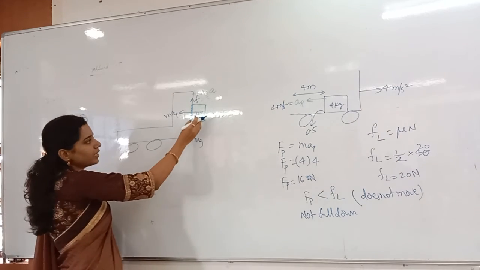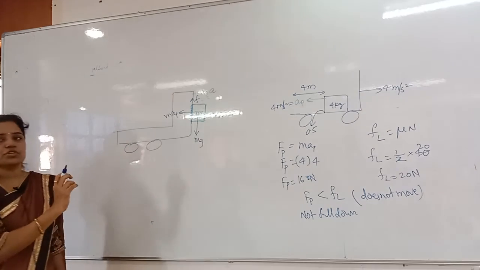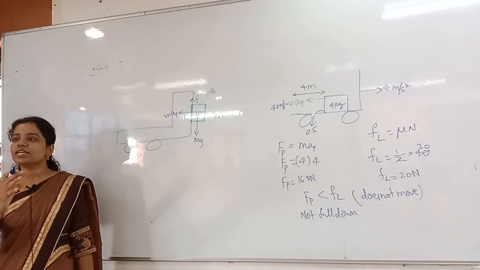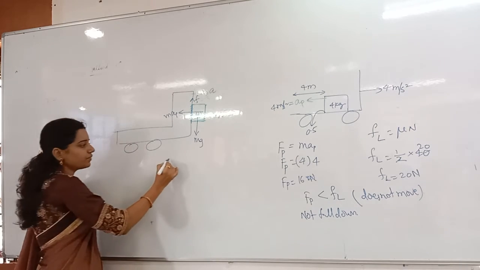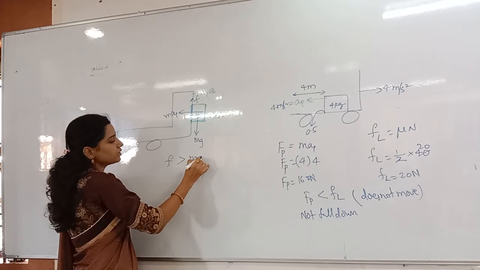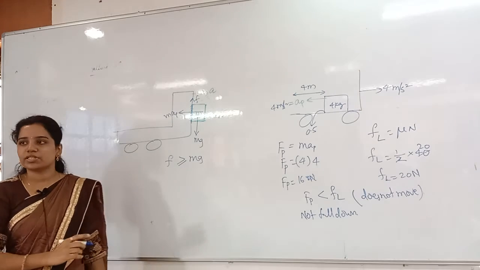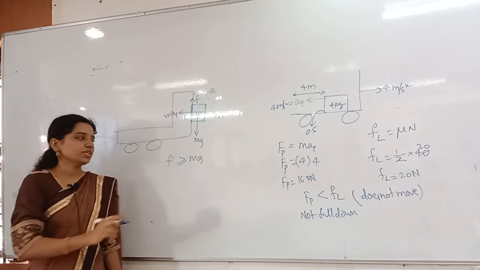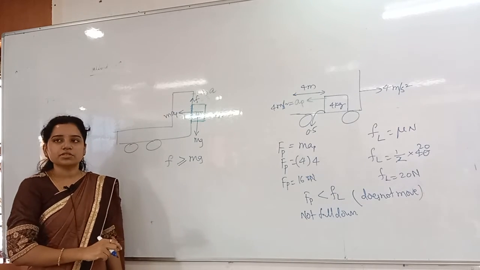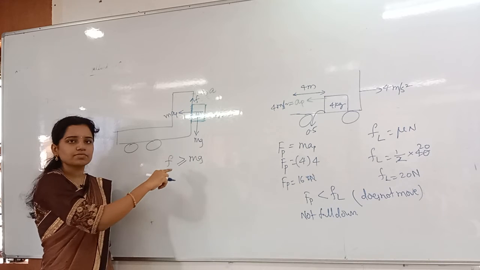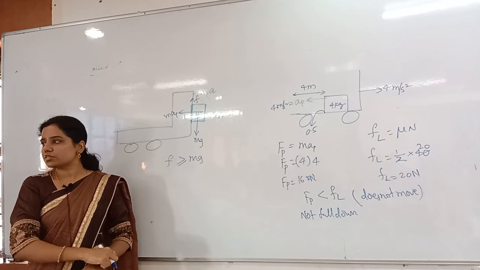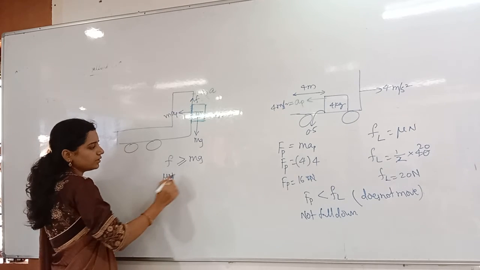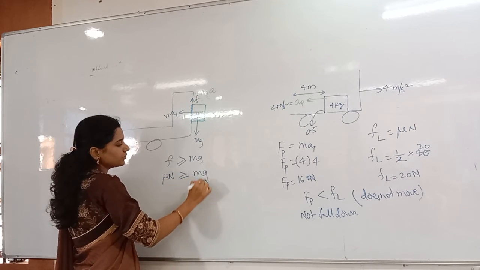Whenever you want to keep the block at rest, friction should be more than mg. More than or equal to is also possible. Equal means it is ready to move but not moving yet. So F is greater than or equal to mg. If F is less, then it will fall downwards. So here, mu into normal reaction is greater than or equal to mg.